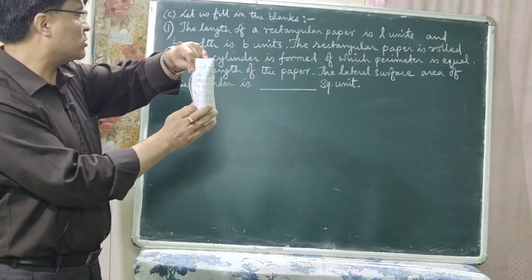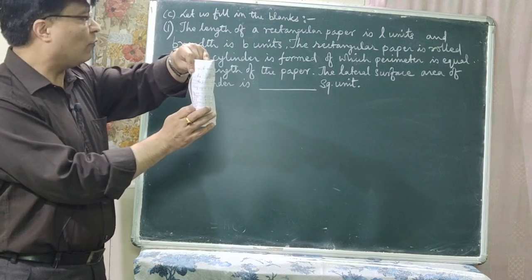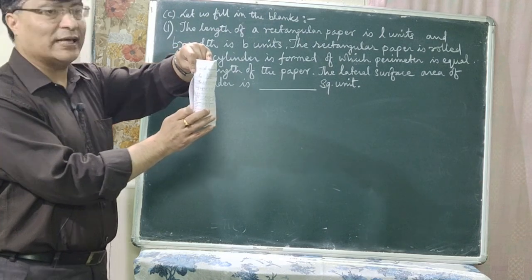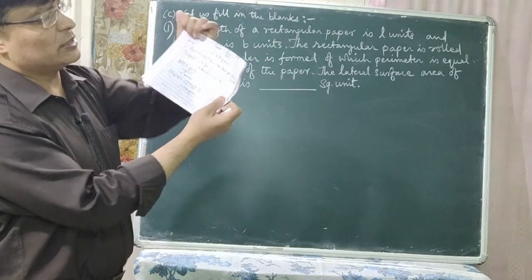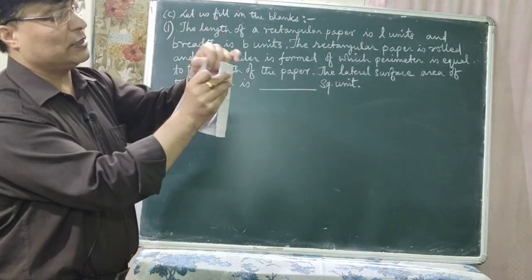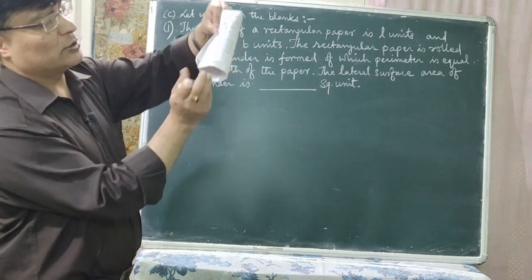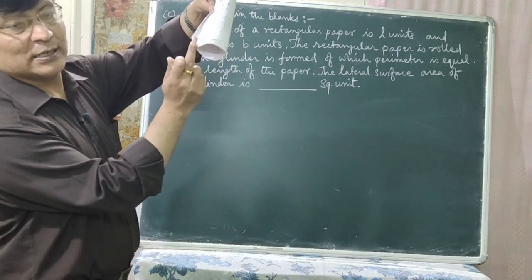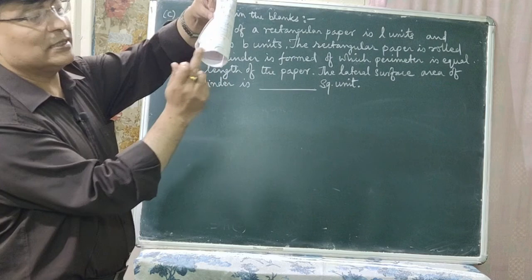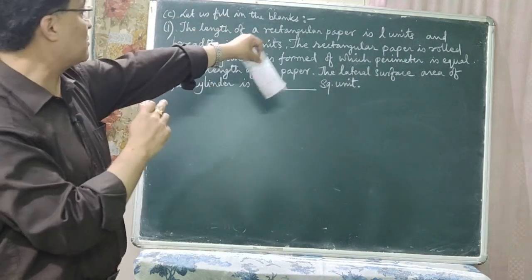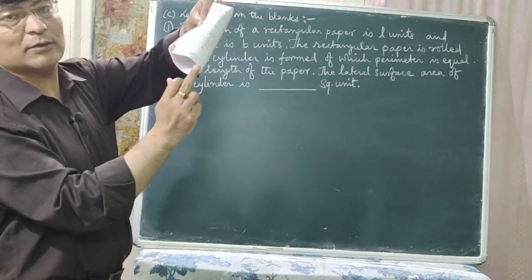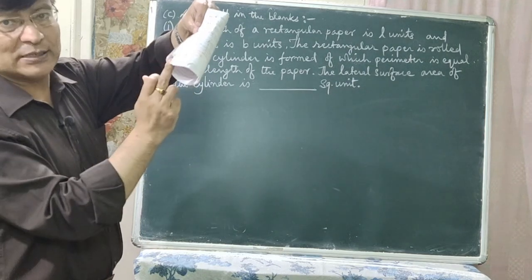The rectangular paper is rolled and a cylinder is formed, of which the perimeter is equal to the length of the paper. So this is the length of the paper. It is rolled like this, right? So this is a circle, right? What is the perimeter of the circle? It is L unit, because the length of the paper was L unit, isn't it?